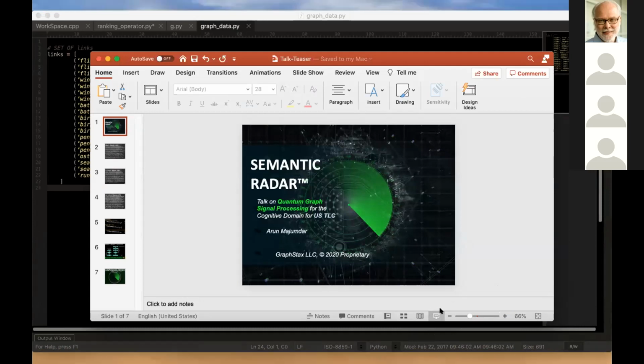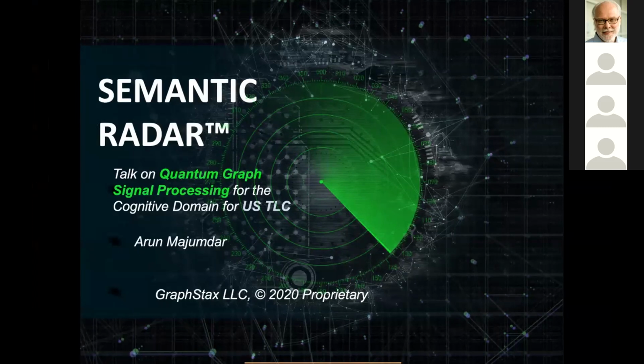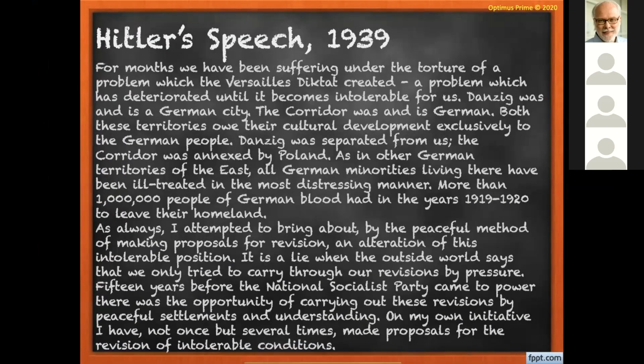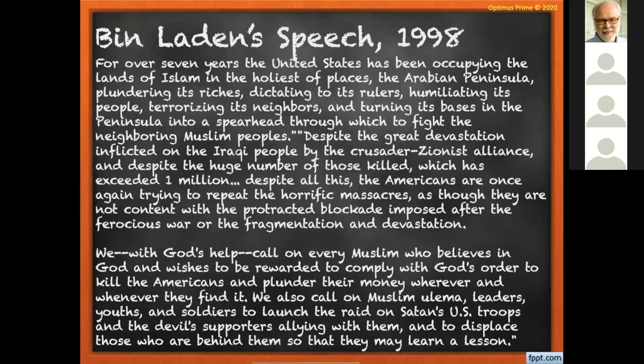I actually gave a talk last year to the United States Technology Leadership Council on the subject of, this comes down to what's called quantum graph signal processing and graph signal processing. And if you look at, for example, Hitler's speech from 1939, and let's take a 30-year jump. So I'm just giving you an example here. Here's Hitler's speech. Here's Dr. King's speech 30 years later. And then 30 years after that, here's bin Laden's speech.